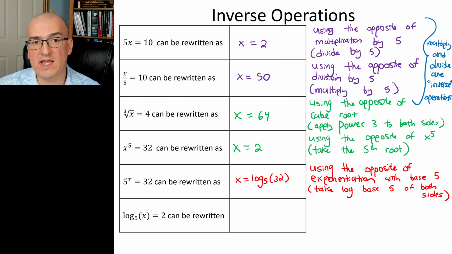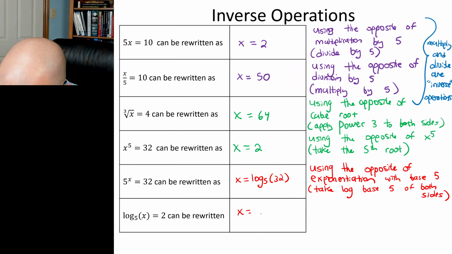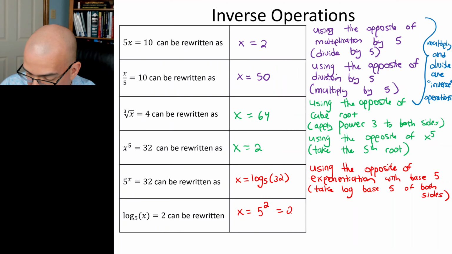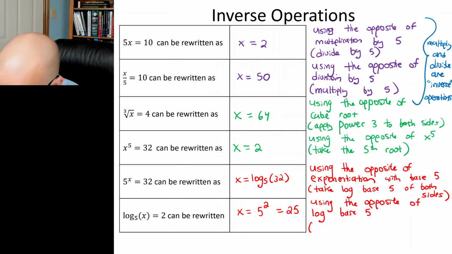And the last one, log base 5 of x is equal to 2. We have to do the opposite of taking a log base 5 of both sides, and the opposite here is to exponentiate both sides. We get x equals 5 to the power of 2. That one simplifies, that one's 25. Using the opposite of log base 5, so this is exponentiate on base 5.